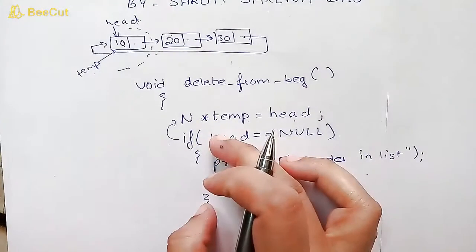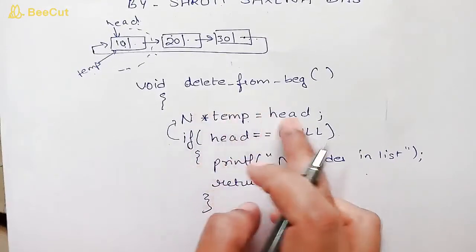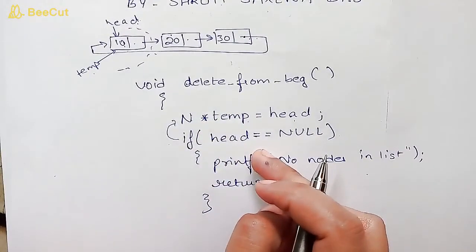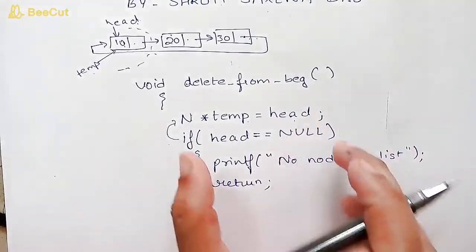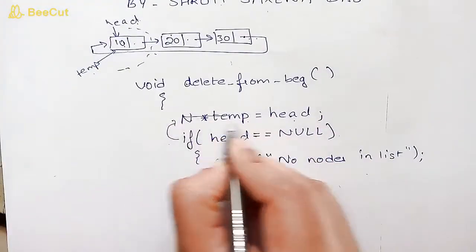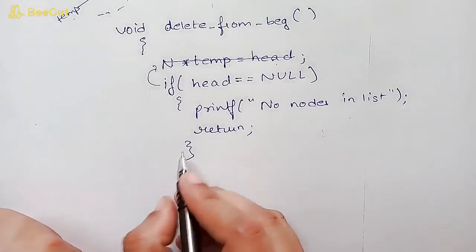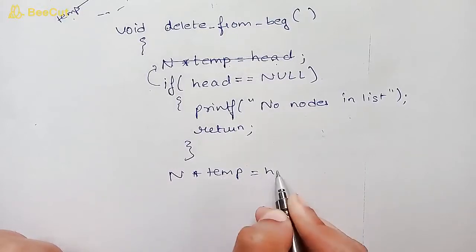This code you can write before taking temp, because I'm assigning head to this temp. If head is null, there is no need of initializing temp. Simply we can return from here. So this particular line, I'll strike it and write it over here. So I check whether head is null or not, and then I'll take temp equals head.